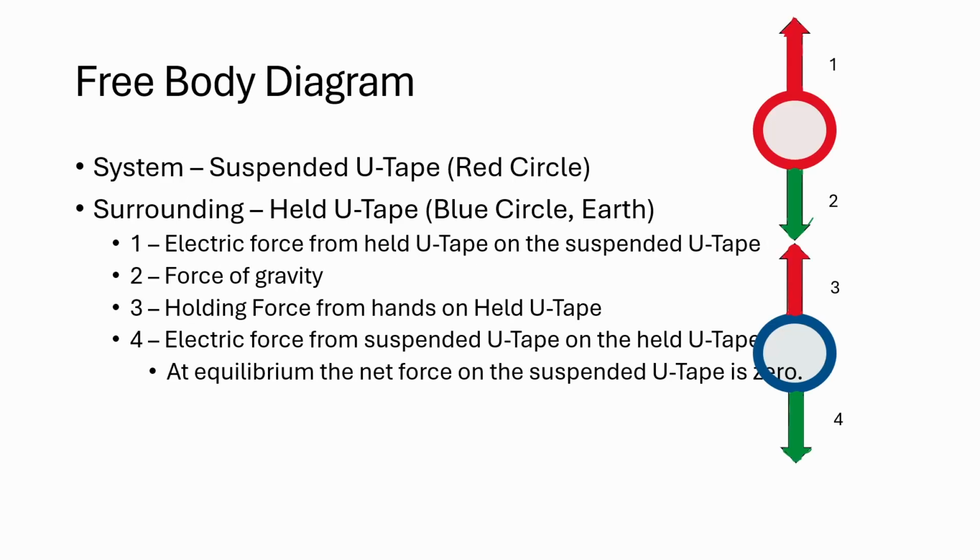The free body diagram: the suspended U-tape is the red circle, the surroundings are the held U-tape and the Earth. 1 is the electric repulsion felt on the suspended U-tape from the held U-tape. 2 is the force of gravity pulling it down. 3 is the holding force from your hands on the held U-tape. 4 is the electric force repulsion from the suspended U-tape. It is at equilibrium at this point, and the U-tape is not moving.